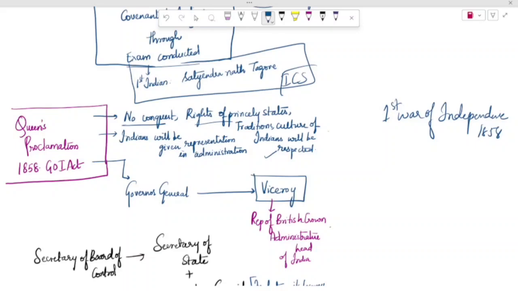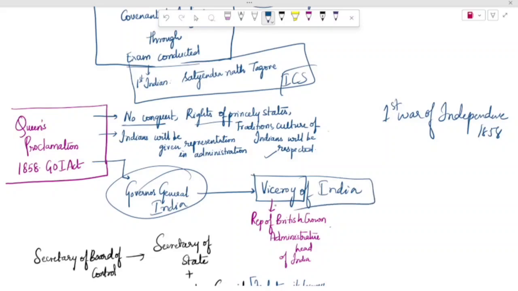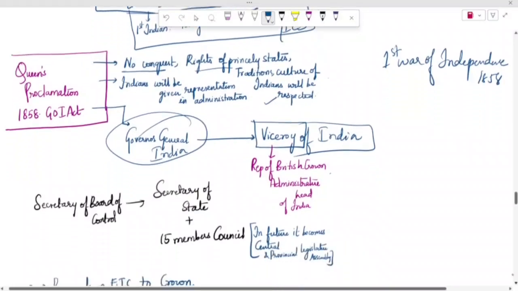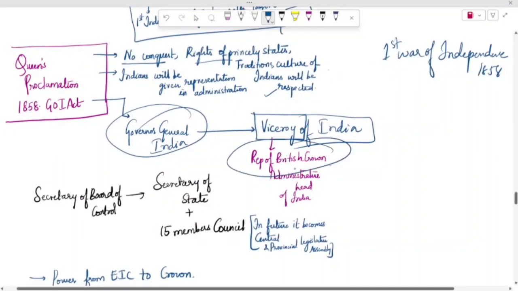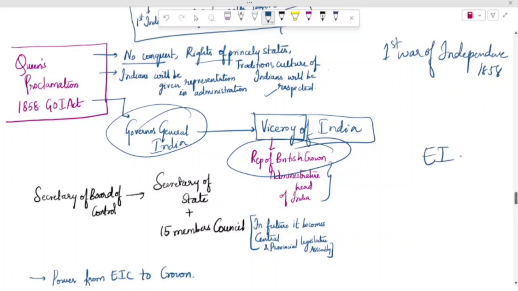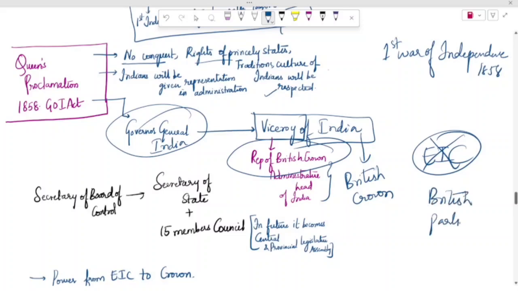Then, when it comes to the provisions, the Governor General of India has now become the Viceroy of India. This Viceroy of India is the representative of the British Crown in India, and he is also the administrative head of India. So now there is no East India Company; the Viceroy is a direct representative of the British Crown. And in Britain there is one thing called the British Parliament also, right? This British Parliament will be sending one person called the Secretary of State.